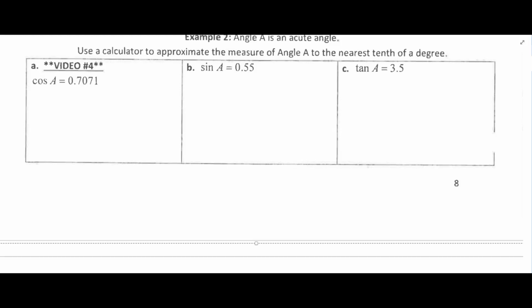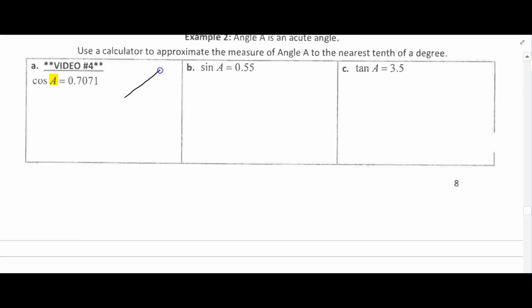Alright, in this video we are continuing with trig ratios, and in the previous video we were talking about how do we undo our trig functions to solve for an angle. So for part A here on example 2, we want to solve for A. We want to figure out what this angle is.